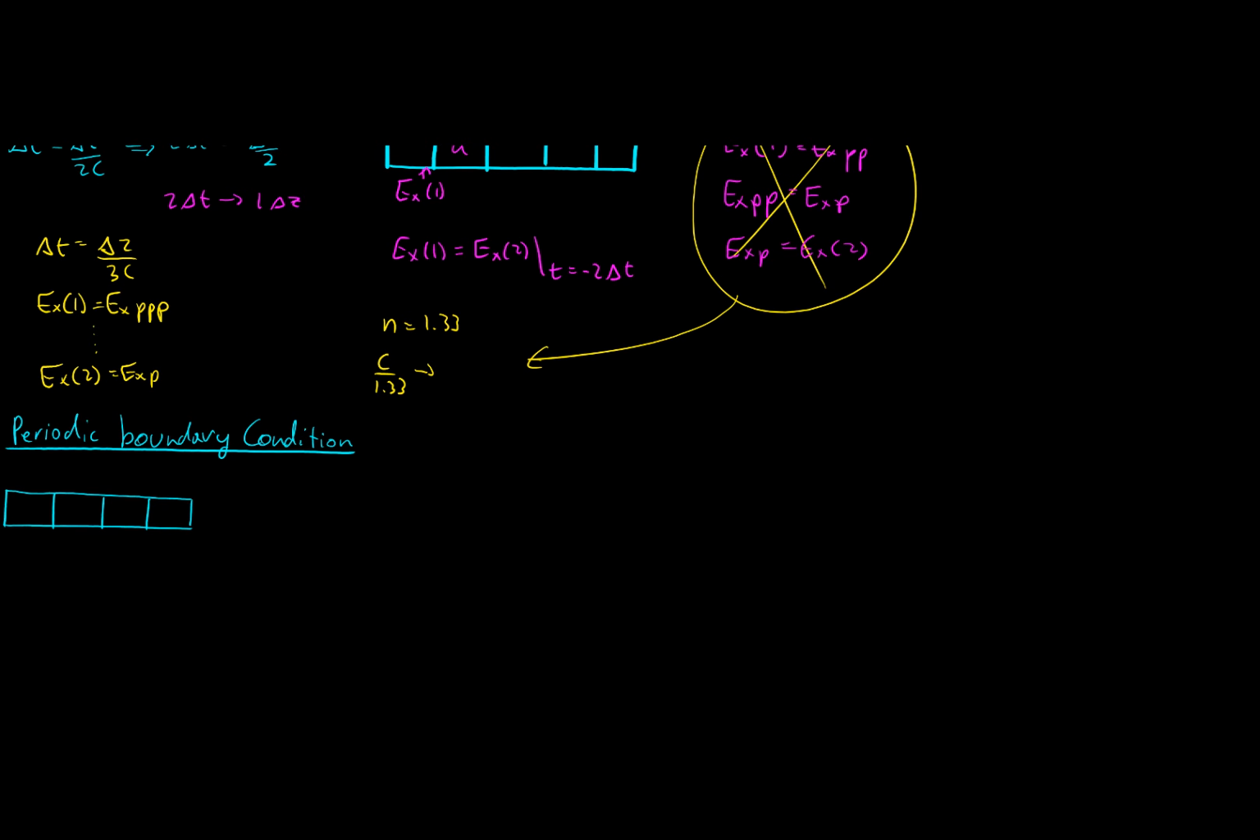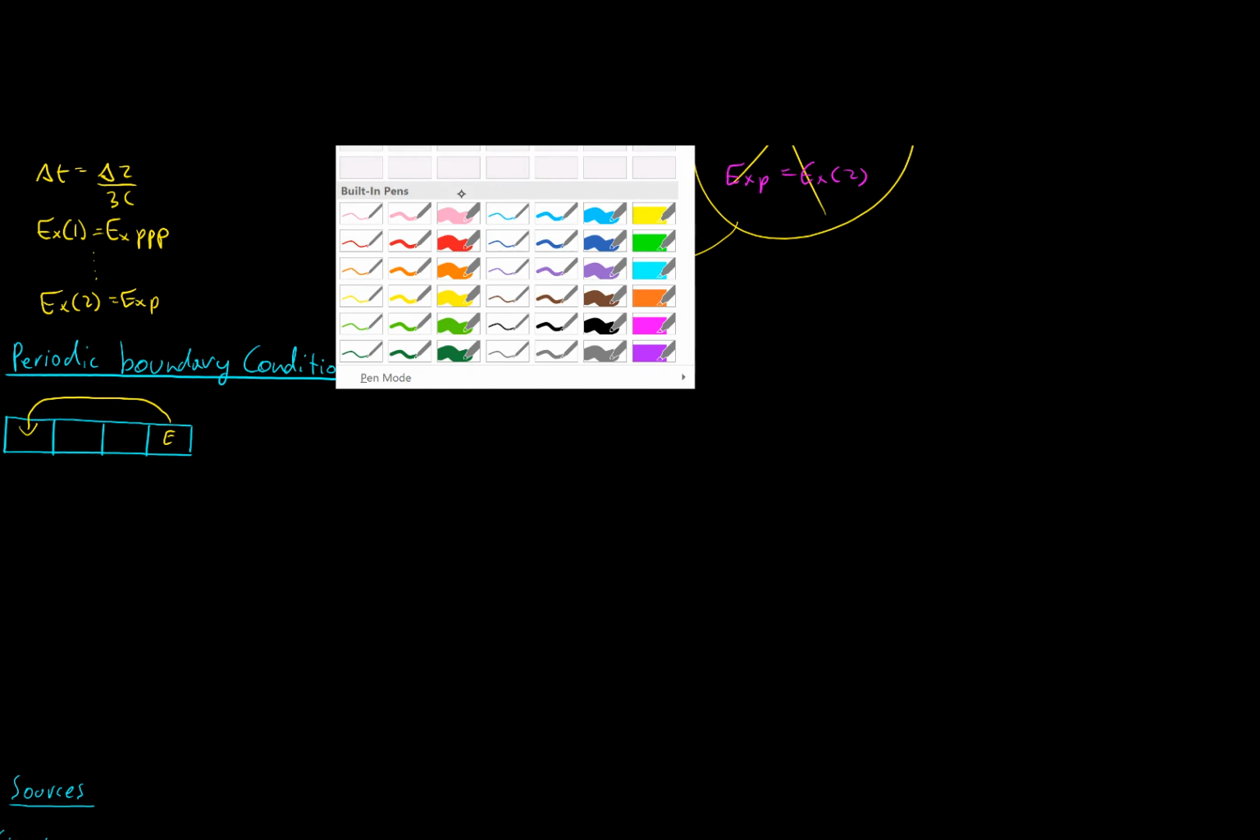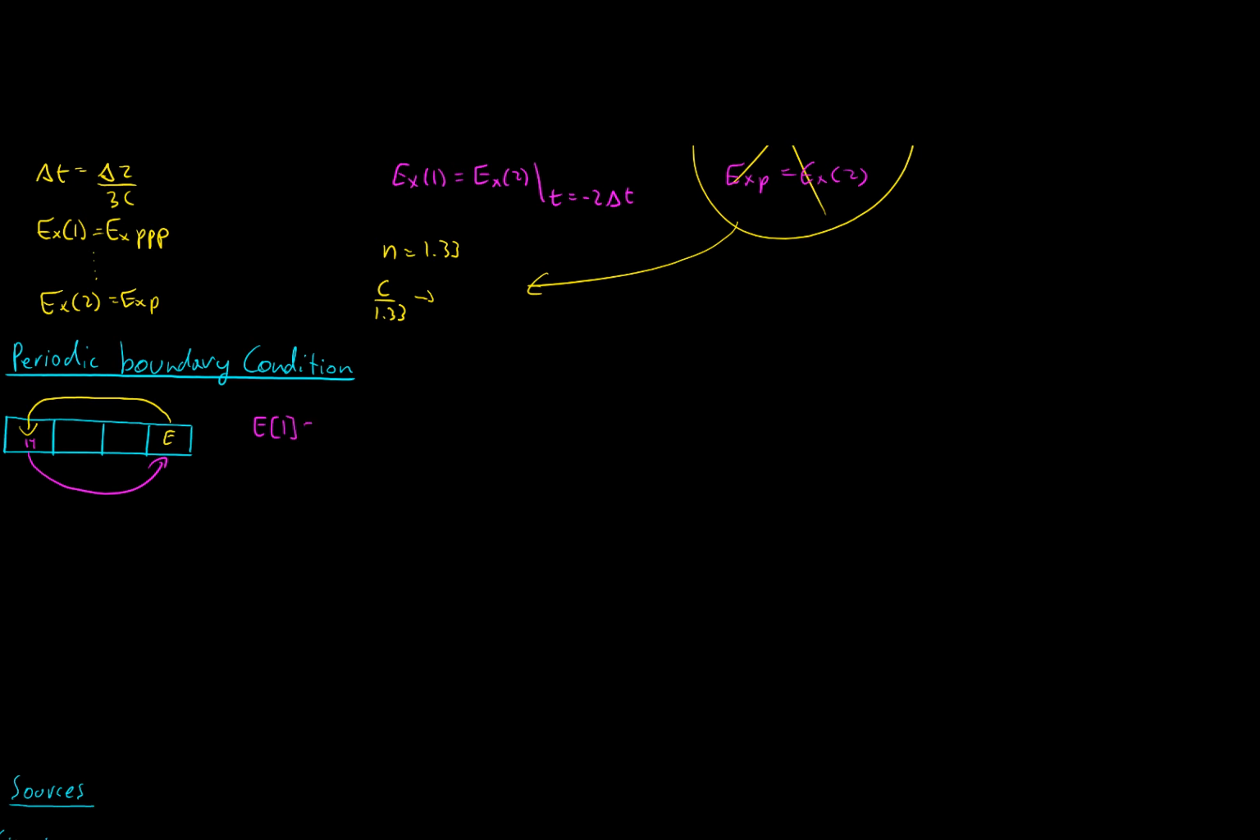A different method, though, a method that will work if we have n equals 1.33, is periodic boundary conditions. This method basically has E field here be teleported back to here, and then the H field go here. So E of 1 is equal to E of nz, and H of nz is equal to H of 1. Again, E of 1 is never updated through our update equations, and H of nz is never updated in our update equations. Now we're going to give this a try.